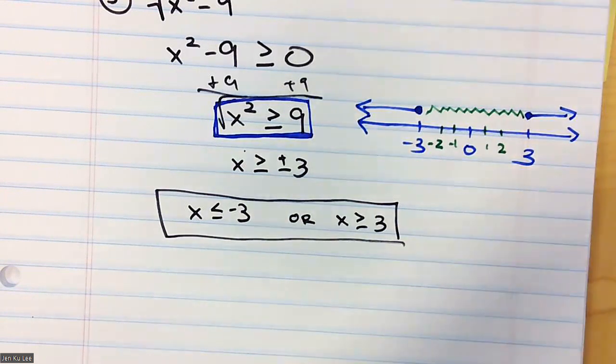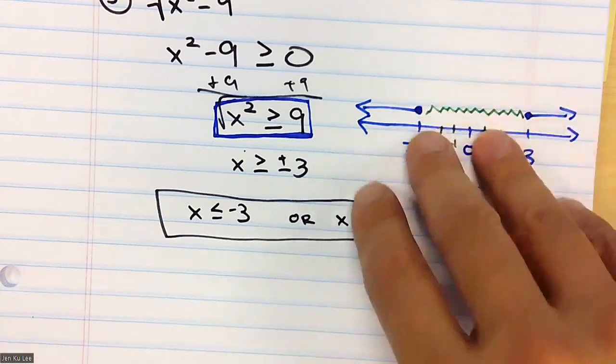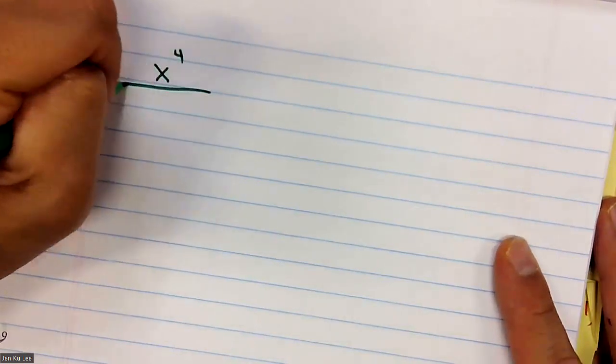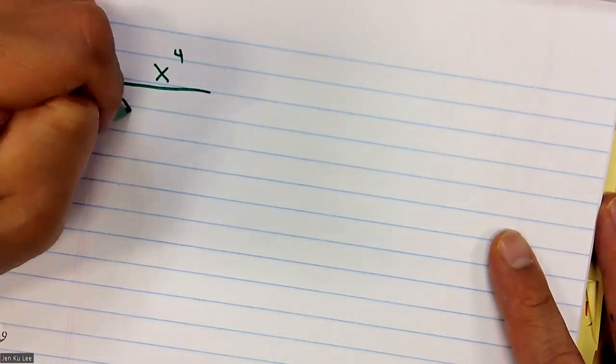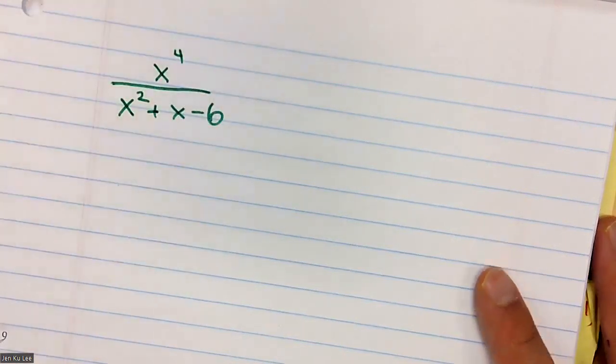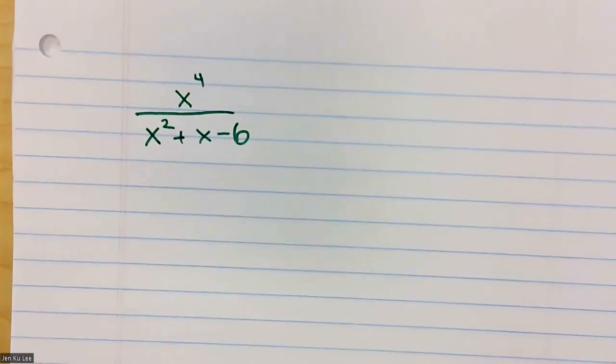Last one of the day, I promise. Still the same thing. Get the domain of x to the 4th over x squared plus x minus 6. Okay, try it.